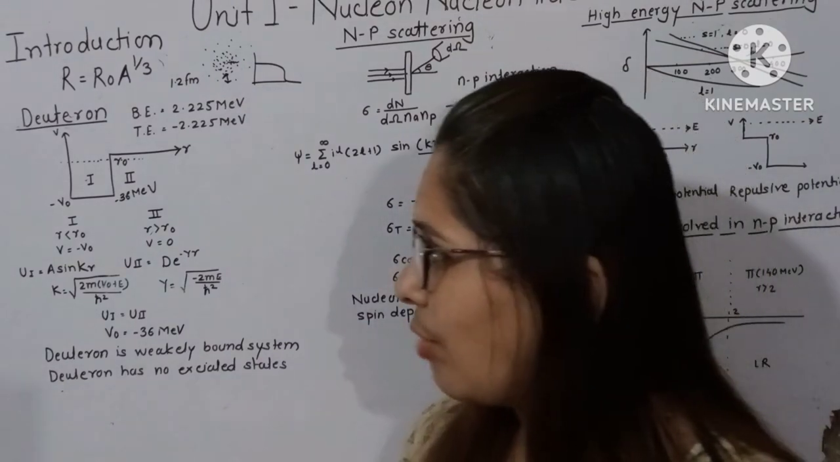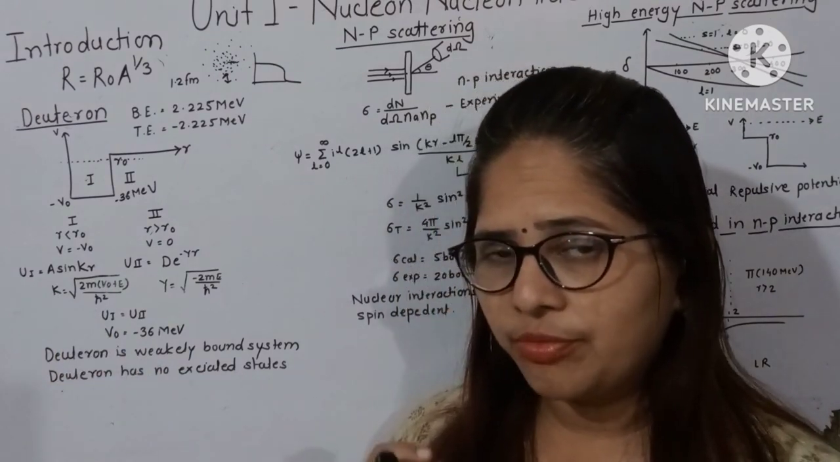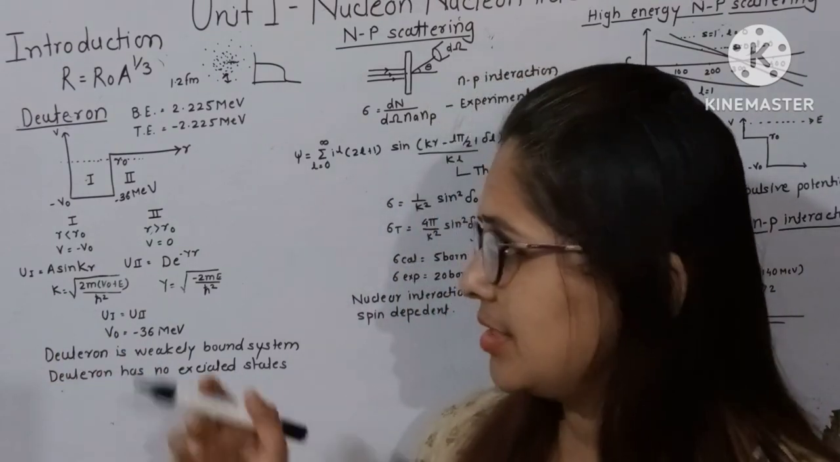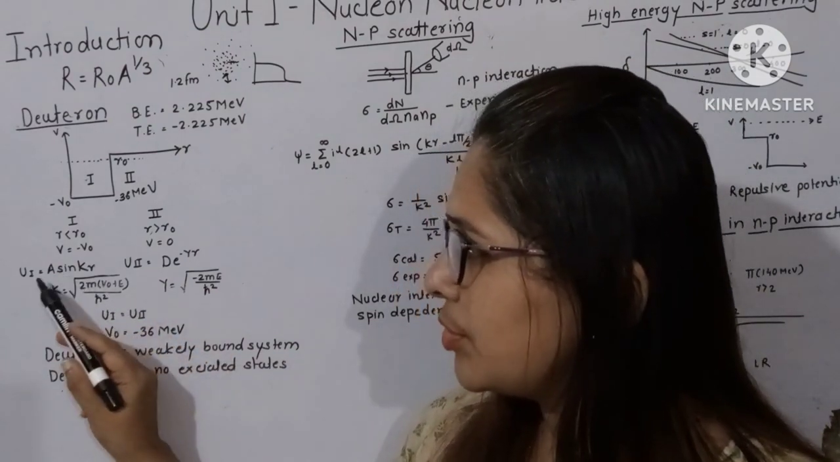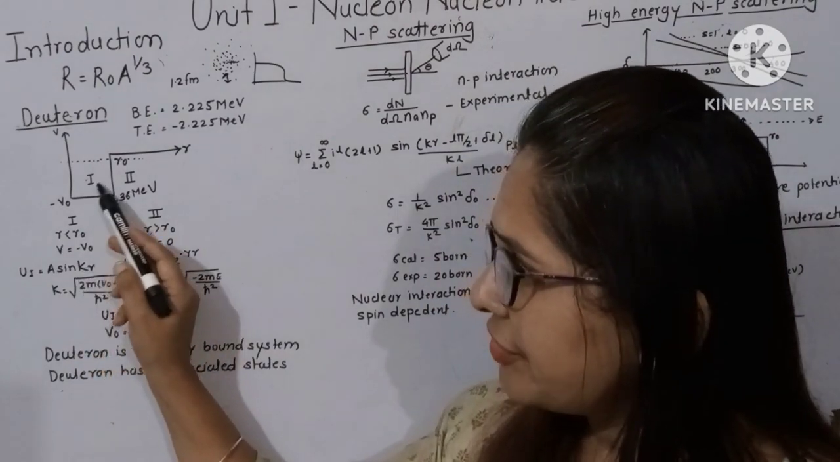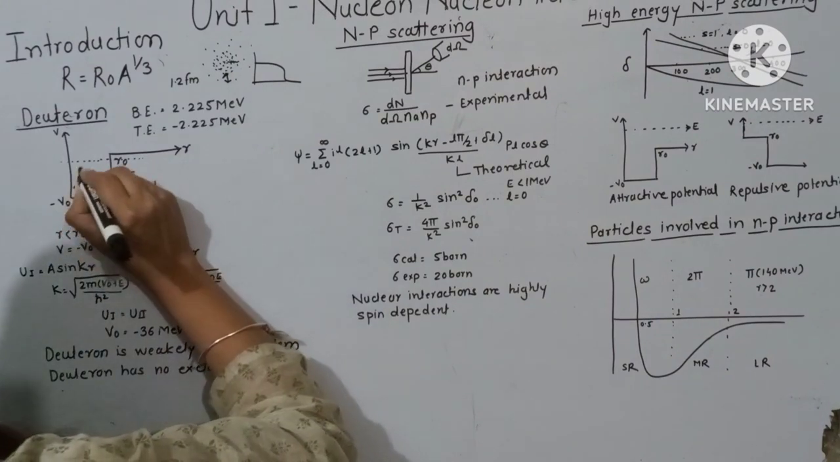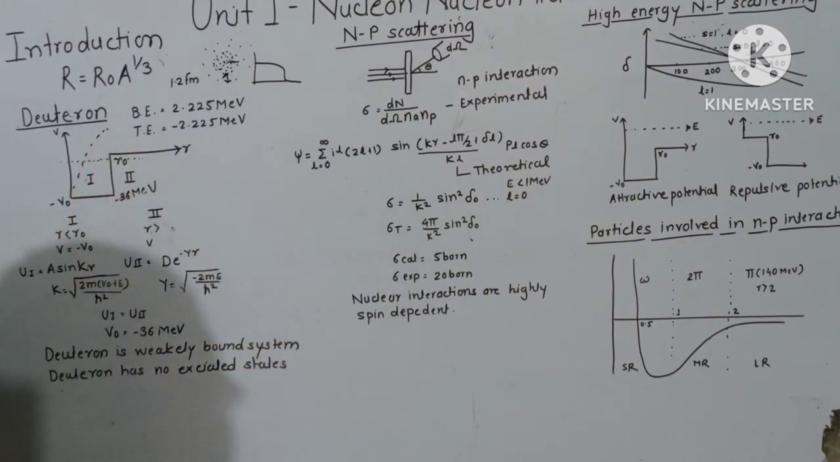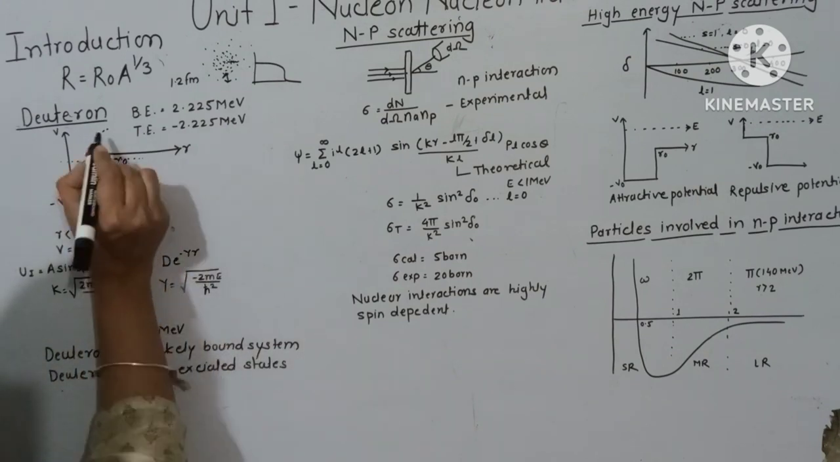Also, we have found the wave functions of this deuteron potential of these two particles, proton and neutron, as u1 is equal to A sin kr. It means that in region 1, it will show a sine function like this, okay, and in region 2, it is an exponentially decaying function like this.